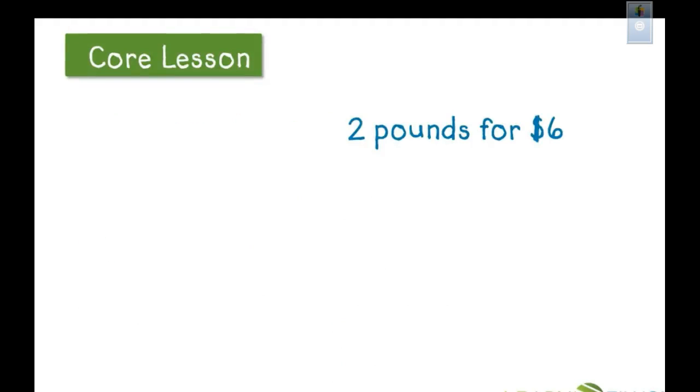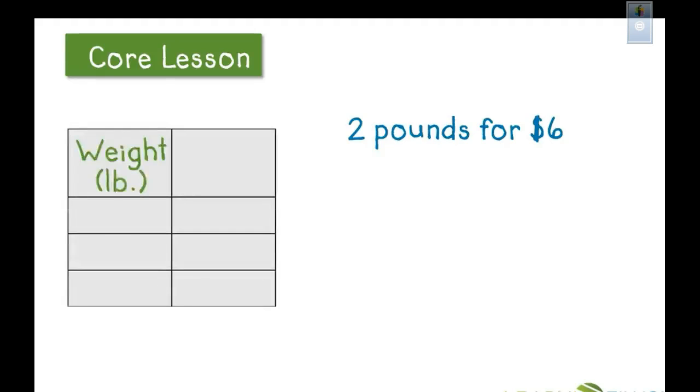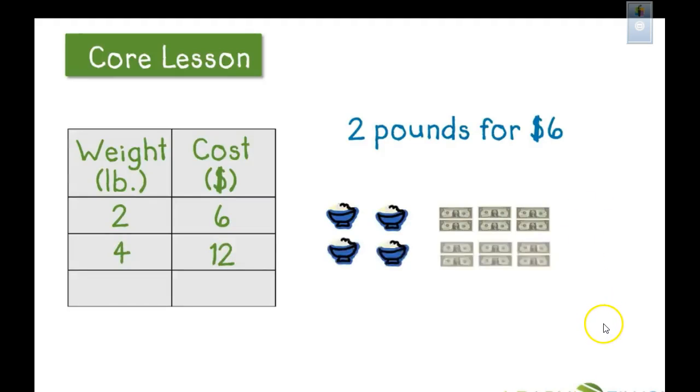Okay, so how do we graph a proportional relationship like the one in your notes, 2 pounds for $6? You might start by making a table, weight and cost. Fill yours in. There's 2 and 6. And I'll just use as 2 more examples the doubling and tripling that I talked about earlier. Okay, so that should be your table that you filled in.